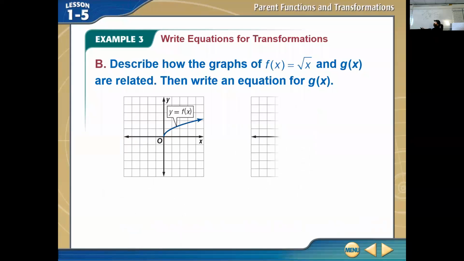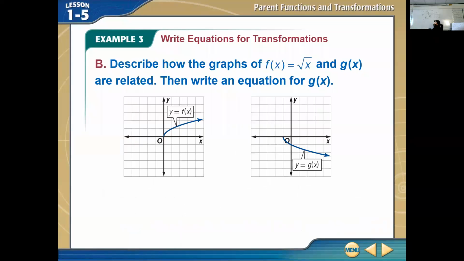Okay, describe how the graphs of f of x is equal to the square root of x and g of x are related. Then write an equation for g of x. So first, let's talk about our translation. This graph should start at the origin for the parent function. Okay, looking at it, it doesn't start on the parent function. So it's been shifted to the left one.